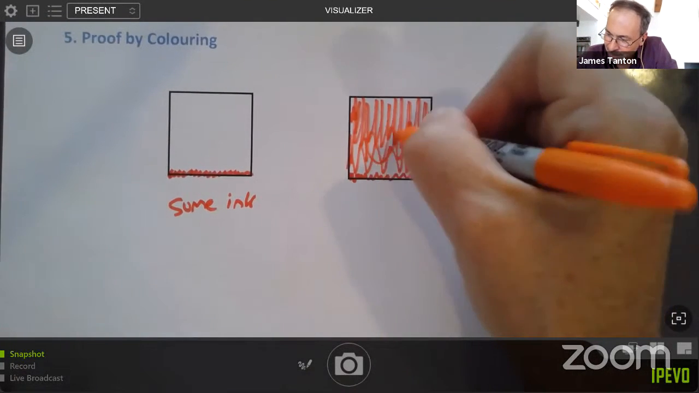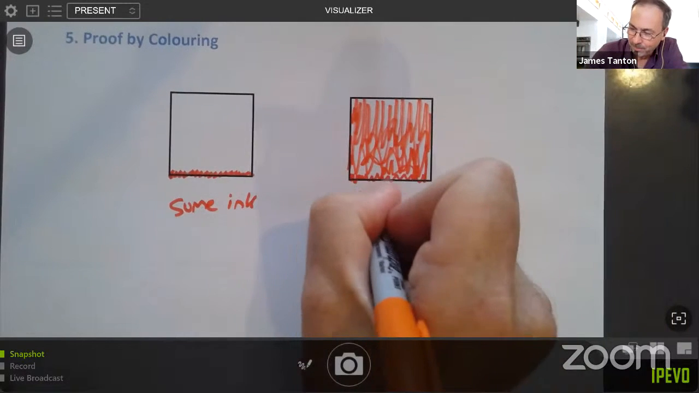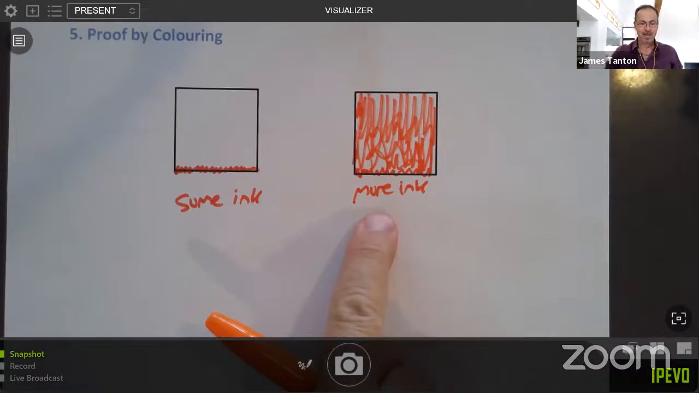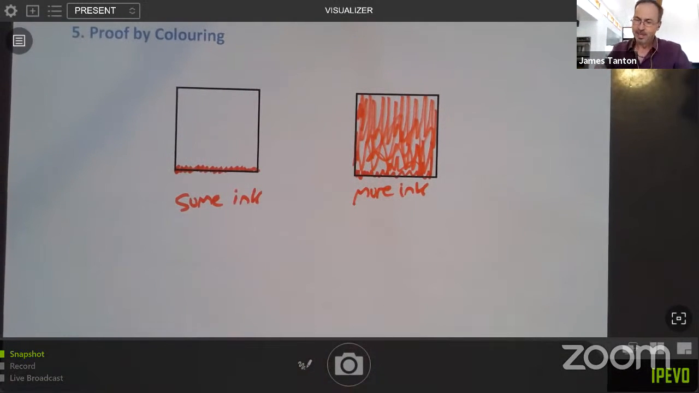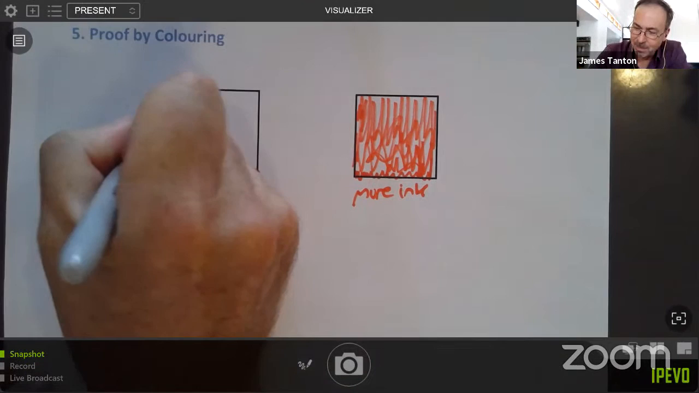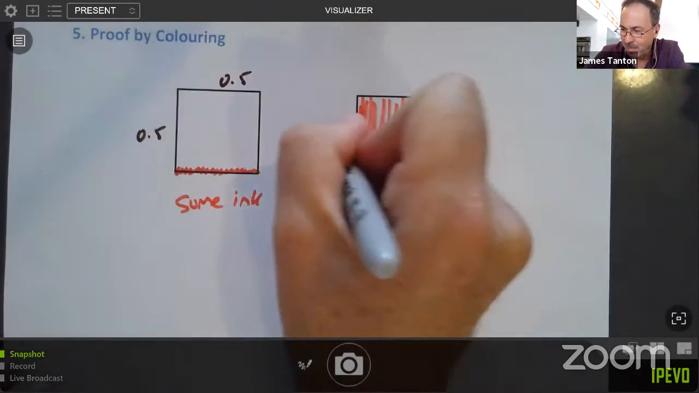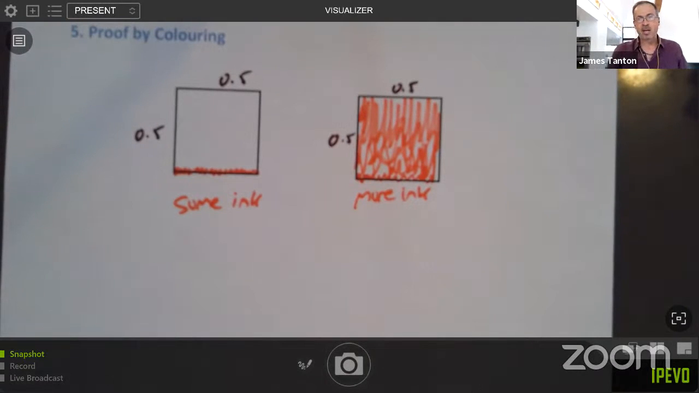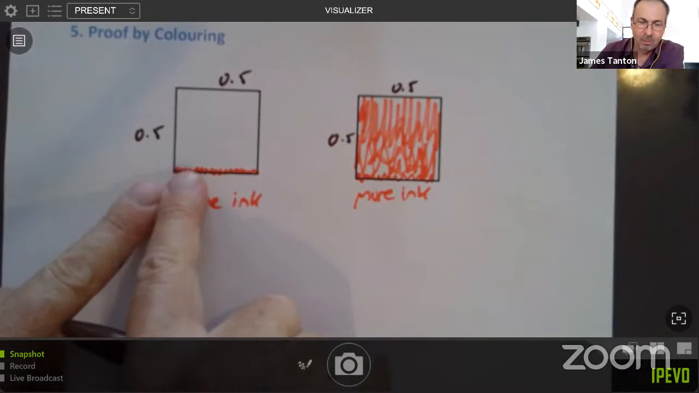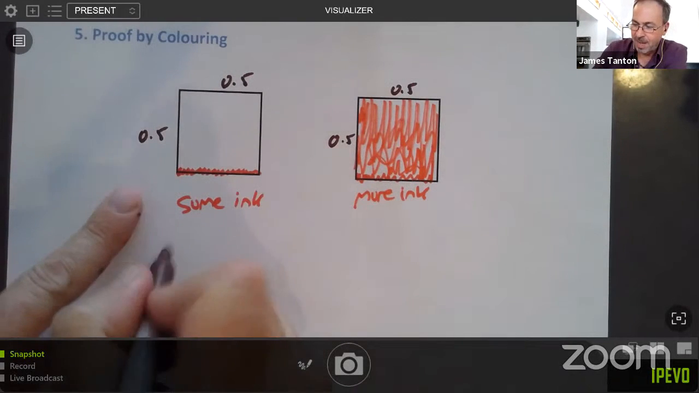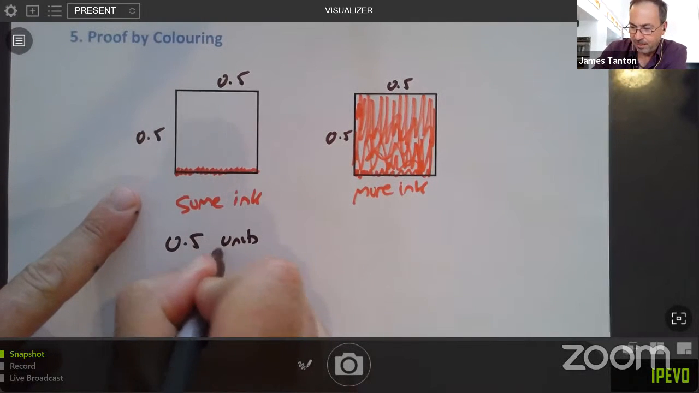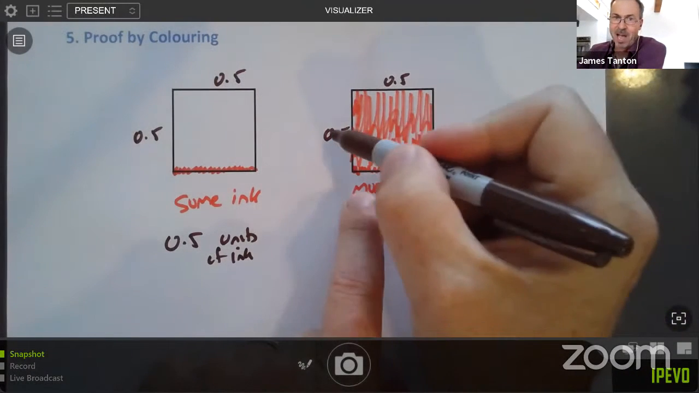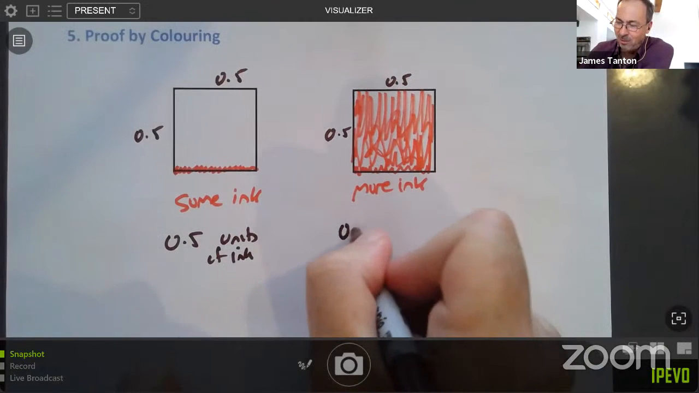Whoa. That definitely uses more ink. There's no doubt about it. That's common sense. Some ink, definitely more ink. Right, now let me tell you about the size of the square. It's actually a 1/2 meter by 1/2 meter square. So 0.5 meters by 0.5 meters. That's the dimensions of the square. So let's ask, how much ink did I actually use? Well, here I just did one length of ink. I did 0.5 units of ink from that side. Here I did the whole area, which is 0.5 times 0.5. 0.5 times 0.5 is 0.25 units of ink.